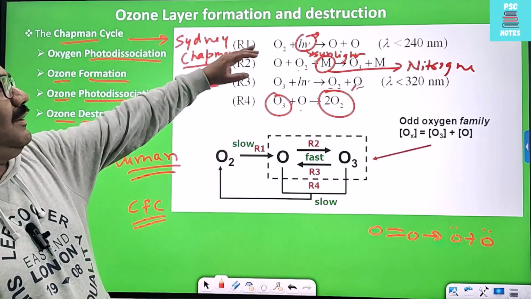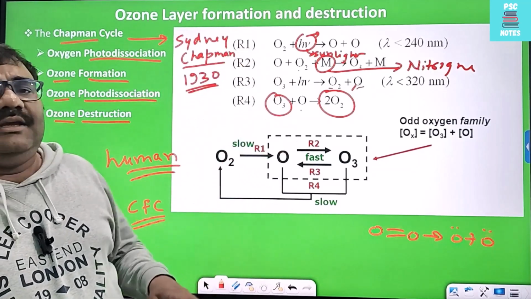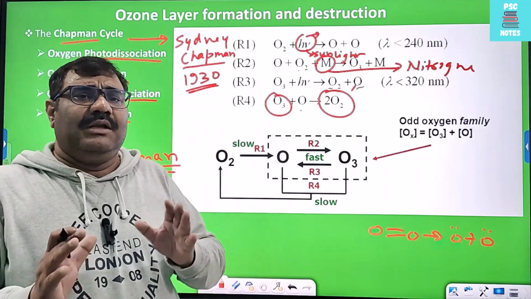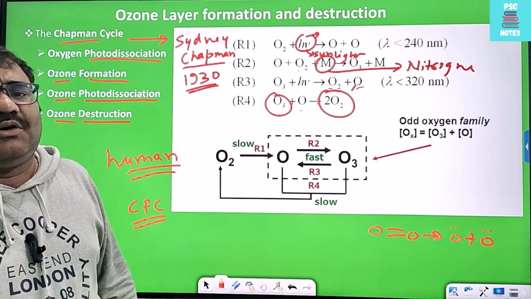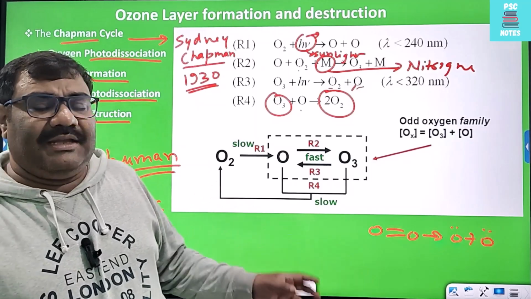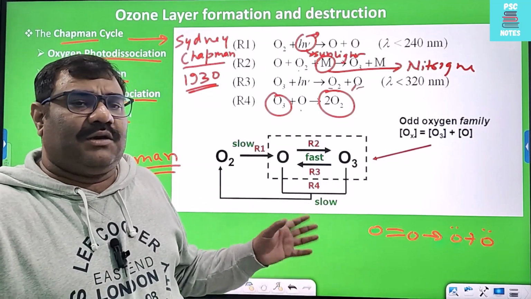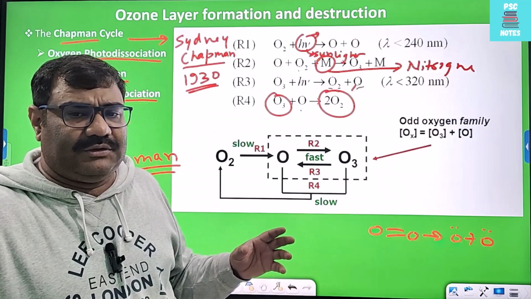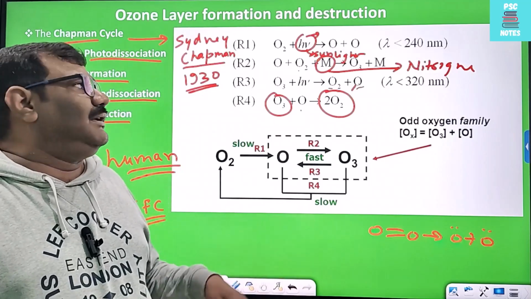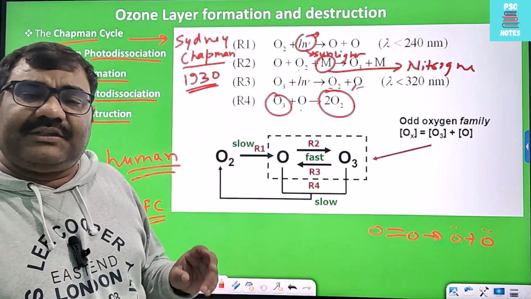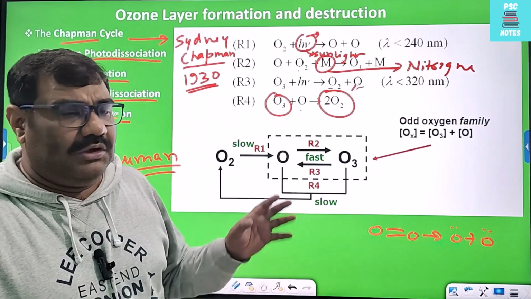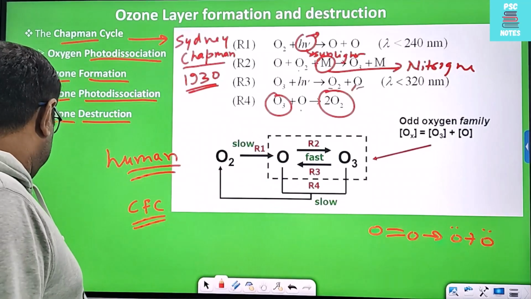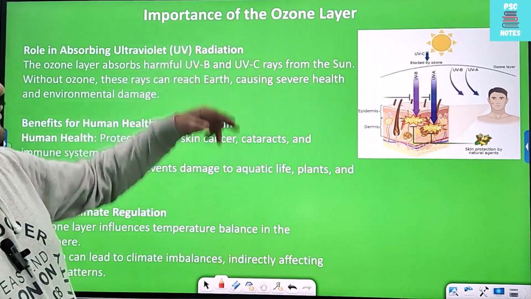So this cycle has always been there. But what has happened is, because of anthropogenic causes like chlorofluorocarbons and those things, we have increased the rate of destruction of ozone, and because of that we have created an ozone hole. So we will study it. Now we will come to the importance of the ozone layer.